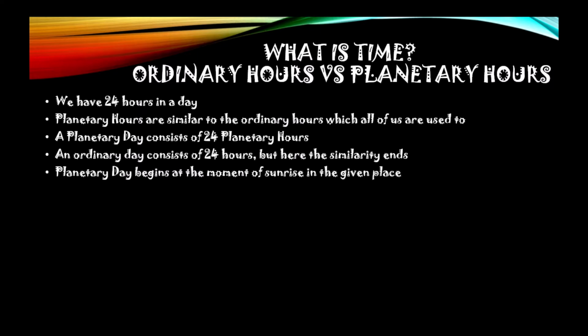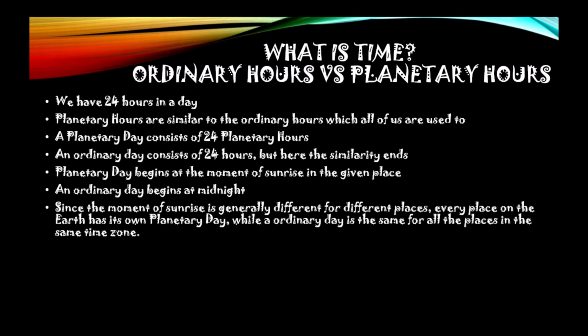A planetary day begins at the moment of sunrise in the given place, and an ordinary day begins at midnight. Since the moment of sunrise is generally different for different places, every place on the earth has its own planetary day, while an ordinary day is the same for all the places in the same time zone.